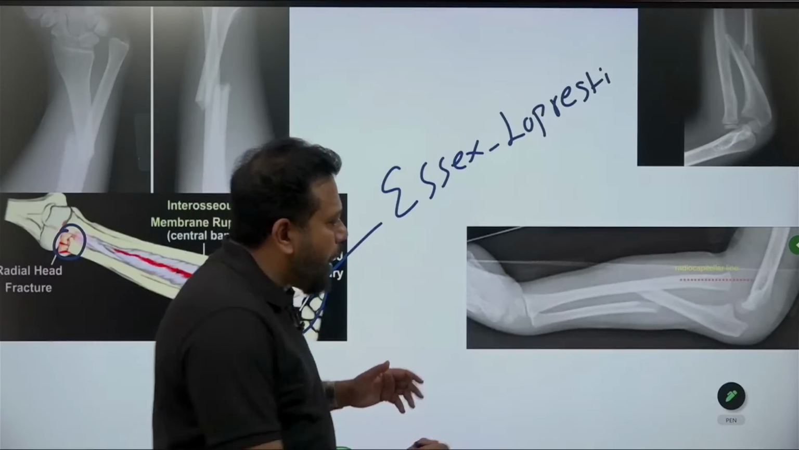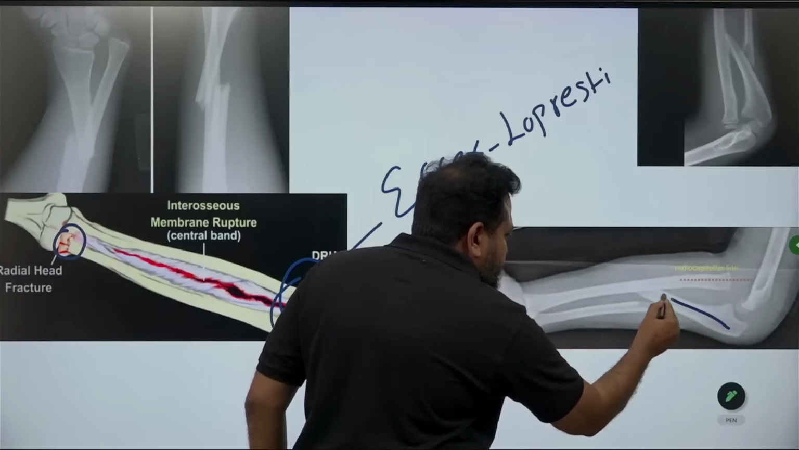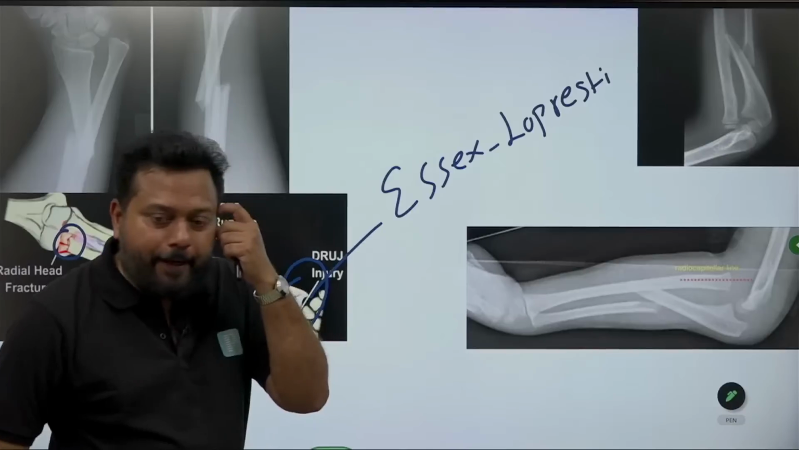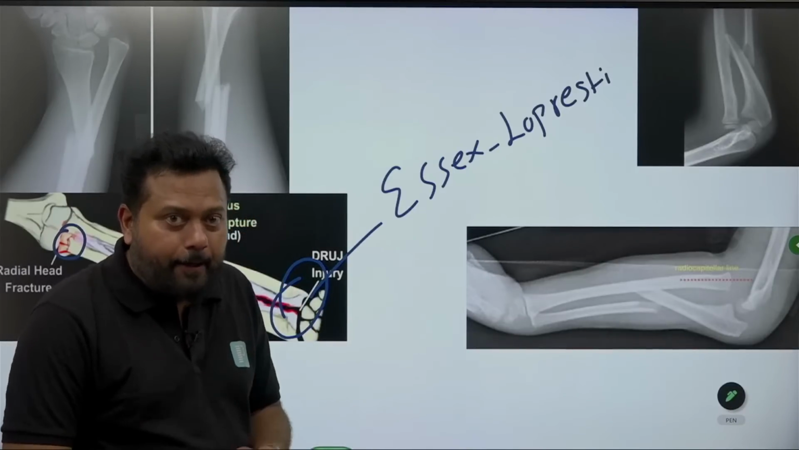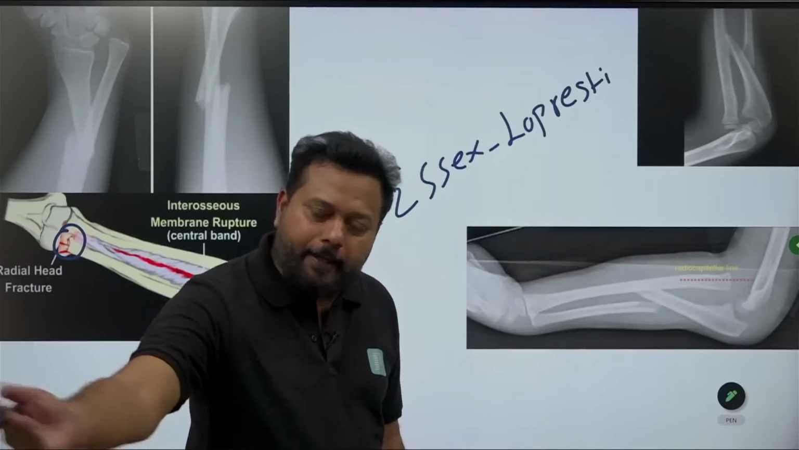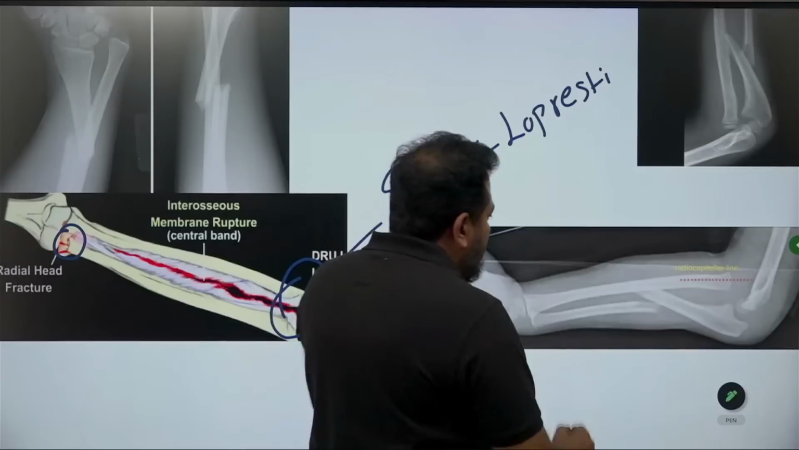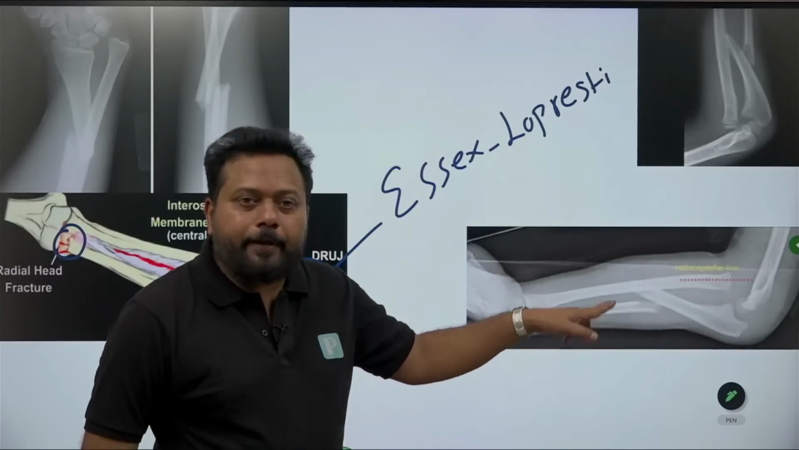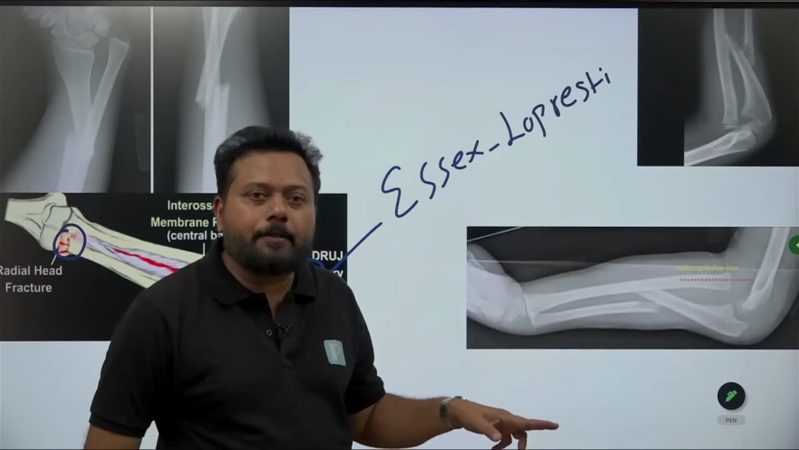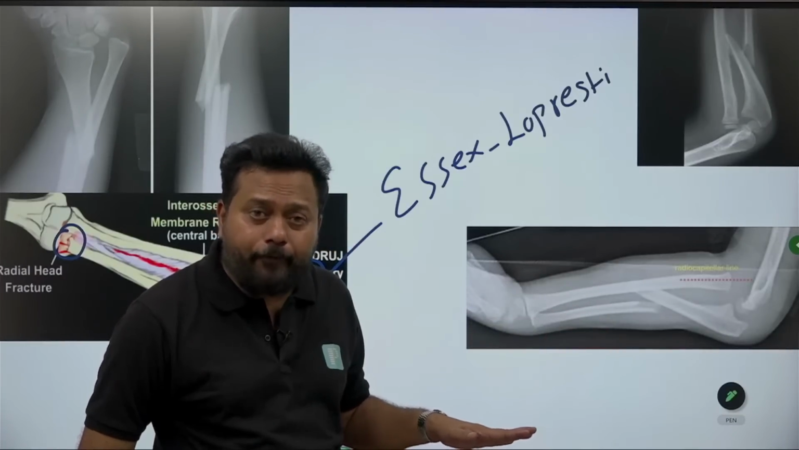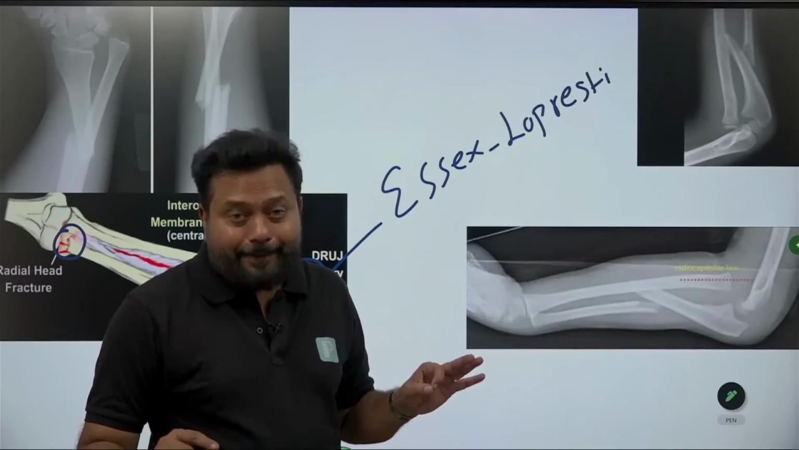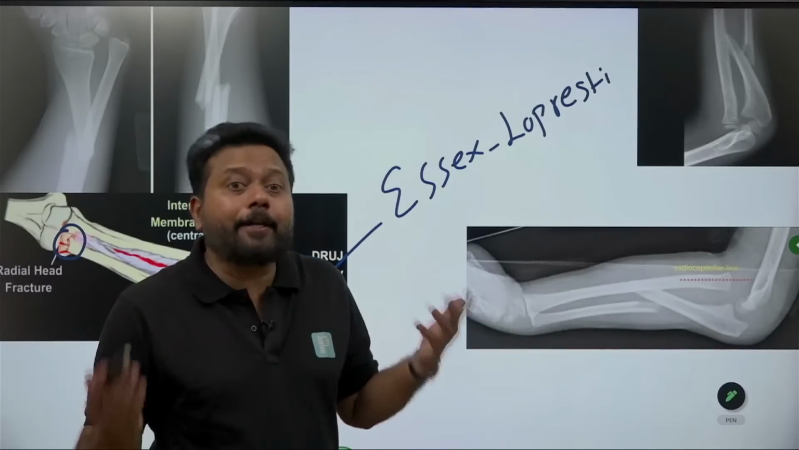Which can cheat you? Ulna fracture. This proximal third ulna. Anybody can diagnose this ulna fracture. But many may miss the radial head subluxation. So proximal third ulna fracture with radial head subluxation. See, this radial head subluxation is often missed. How to avoid this missing? How not to get cheated?